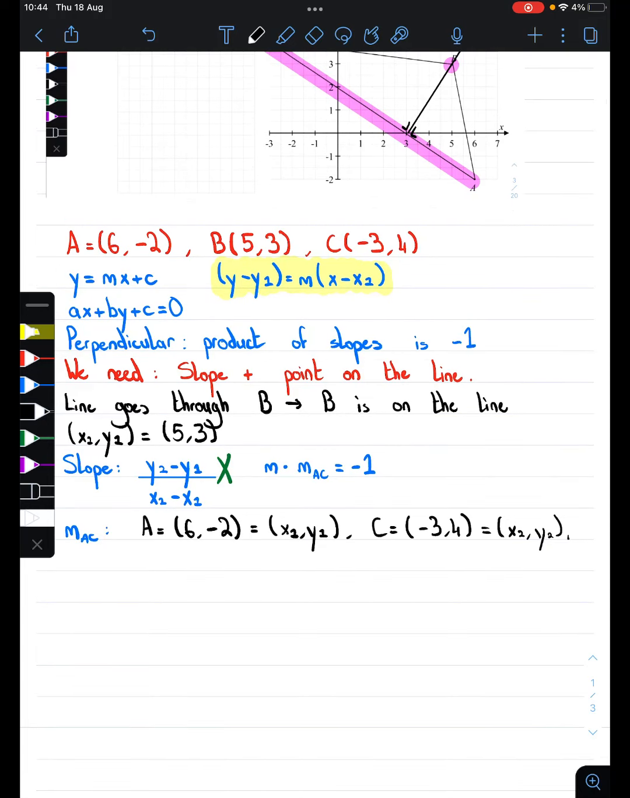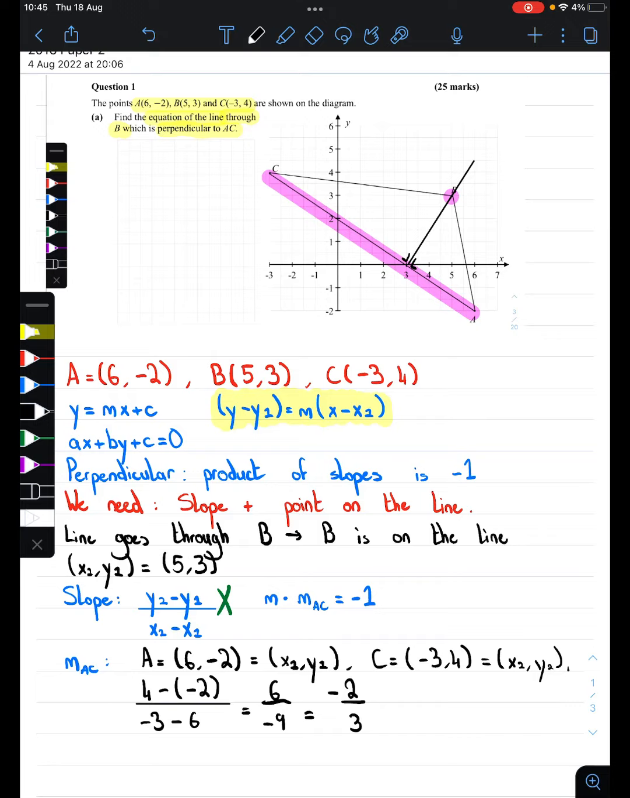Now we're going to put that into our formula. So y2, 4, minus y1, minus 2, all over x2 minus x1. So x2 is -3 minus x1, 6. And this gives us 6 over -9, which is -2 over 3. So the slope of AC is -2 over 3, which makes sense. It looks like it would be about that.